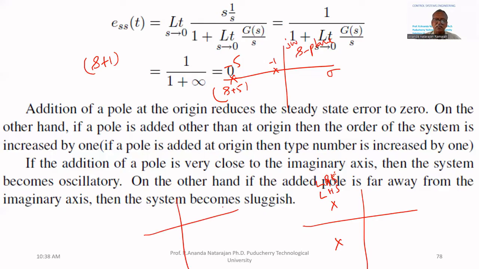I am having another system whose poles are on the right hand side, RHS. This is an unstable system. I am having a third system whose poles are exactly on the j omega axis. What is the nature of the system? Oscillatory. If poles are exactly on the j omega axis, it is an oscillatory system.